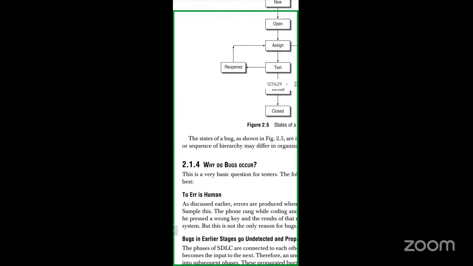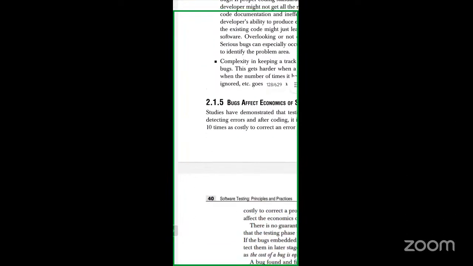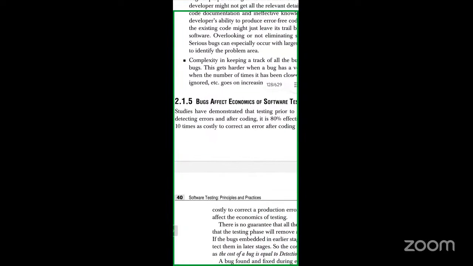So then why do bugs occur? Right. These may be considered human errors, or we may wantedly create the bugs in the development of the software.